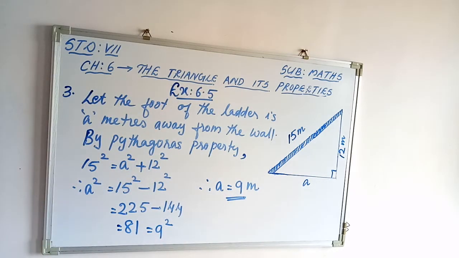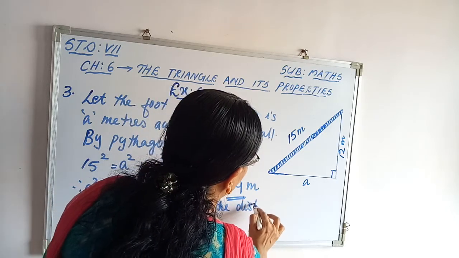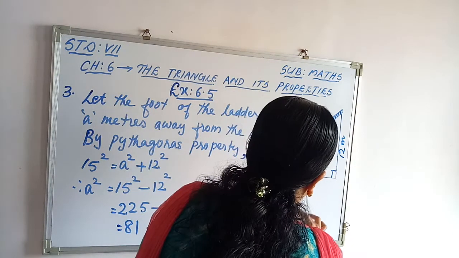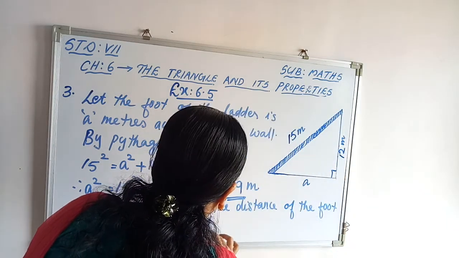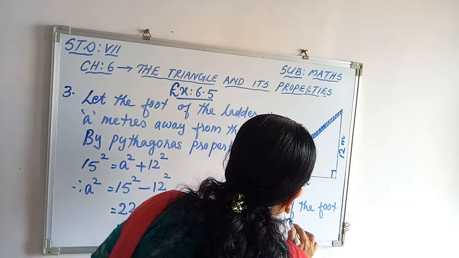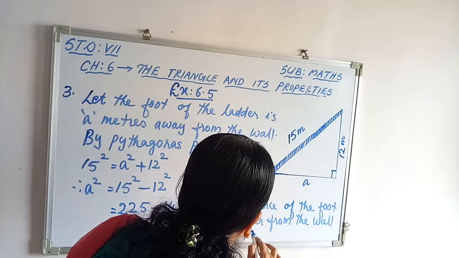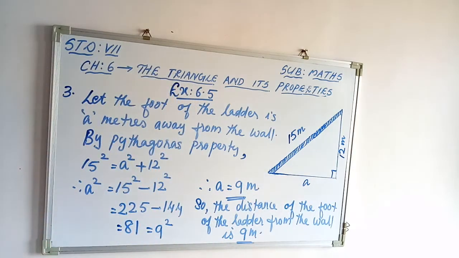Isn't it? Now, what will you write as the final statement then? So, the distance of the foot of the ladder from the wall is 9 meters. So, this distance is 9 meters.